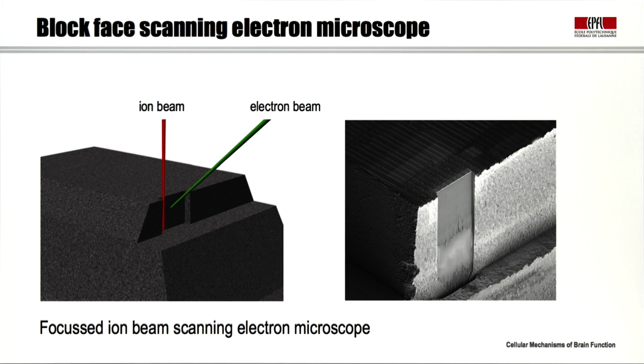So this electron beam that is able to collect images from the face of the sample can then be combined with an ion beam that is able to polish away just a few nanometer thick layers from the region that's being imaged. And using a process of sequential imaging and then ion beam milling in a focused ion beam scanning electron microscope, we're able to take serial images through the sample.